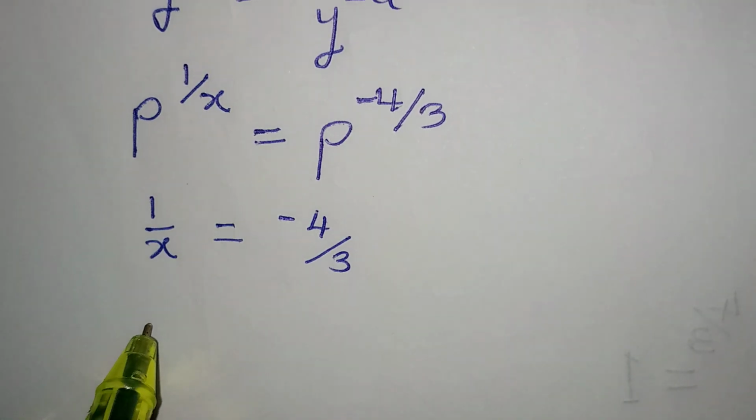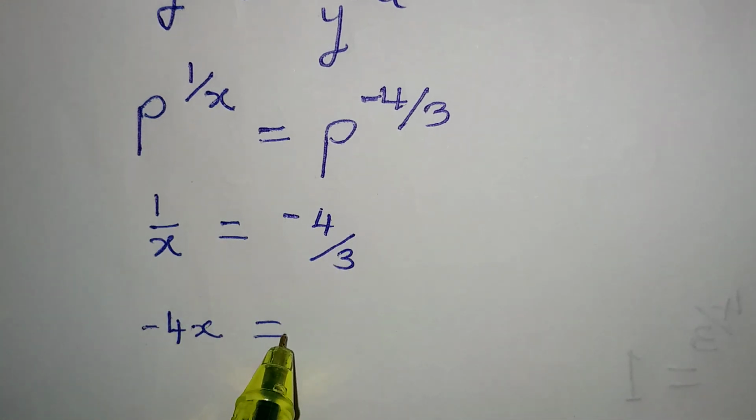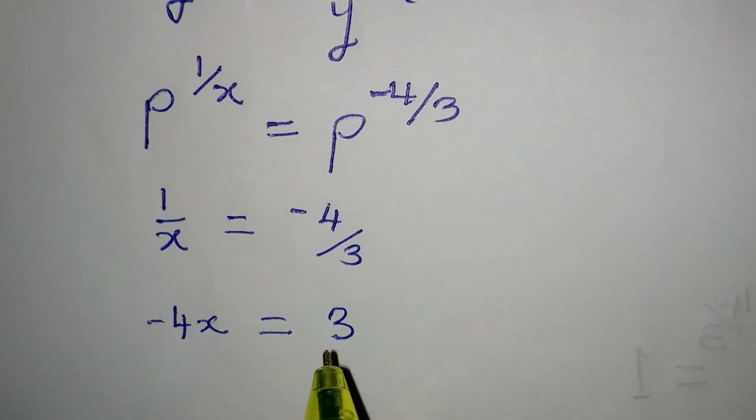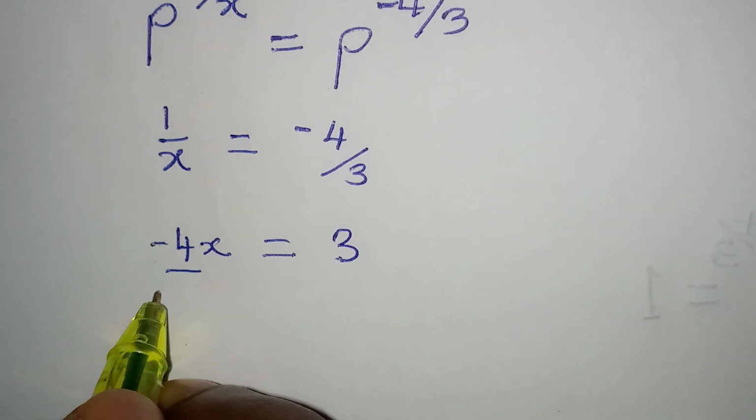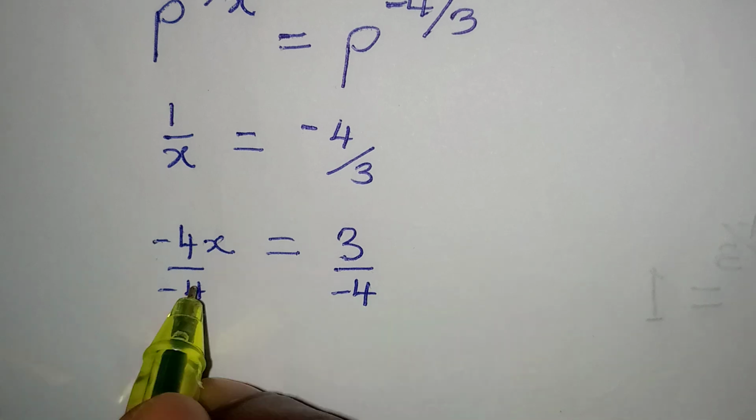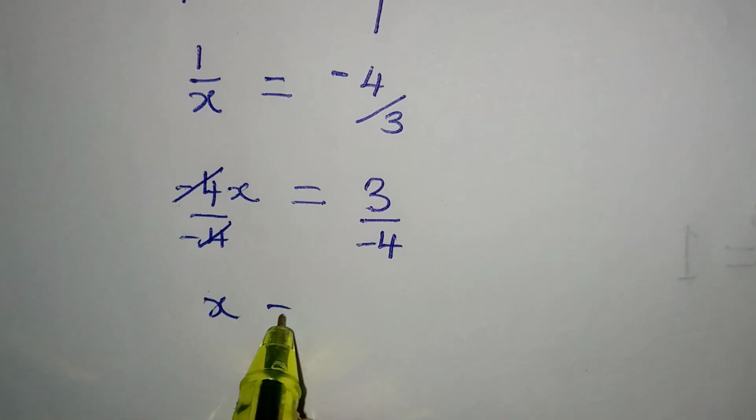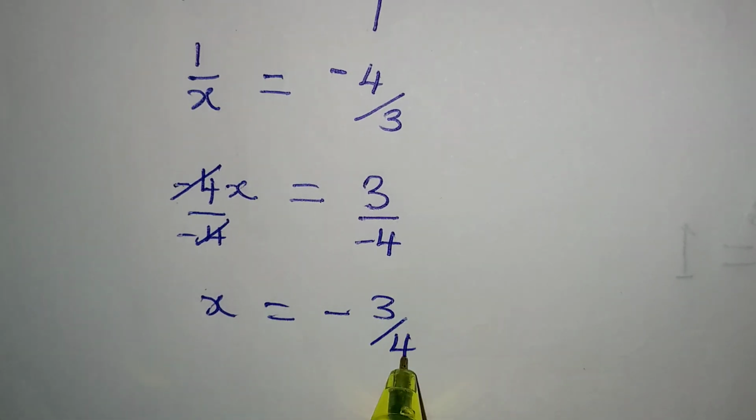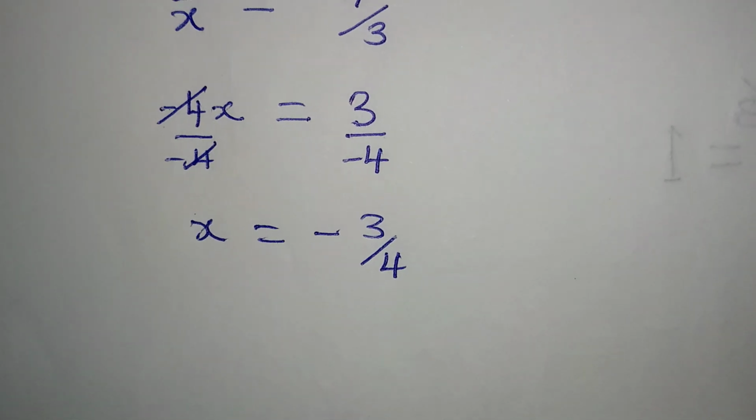And then from here, I can cross multiply. So I have minus 4x equal to 3. Now divide both sides by minus 4. This will go with this, and then our x is now equal to minus 3 over 4. But this is according to the first method.